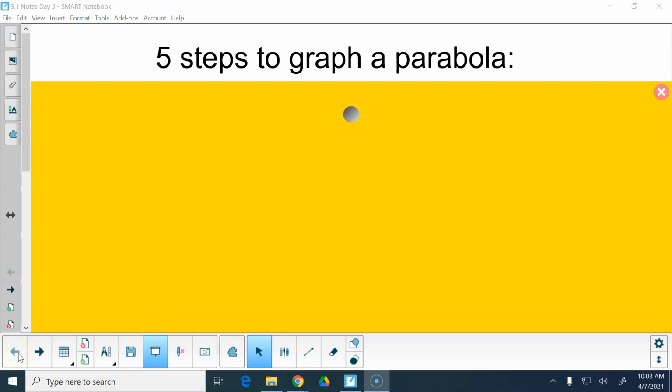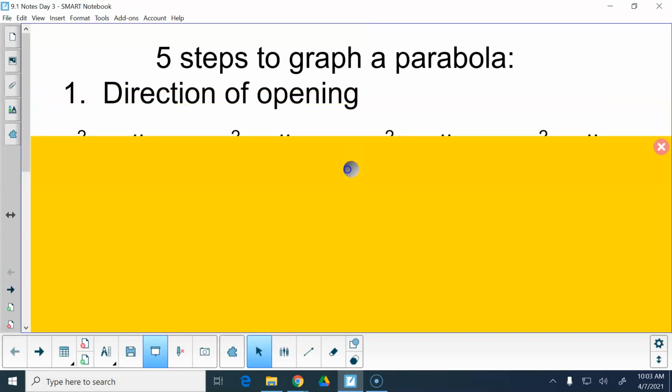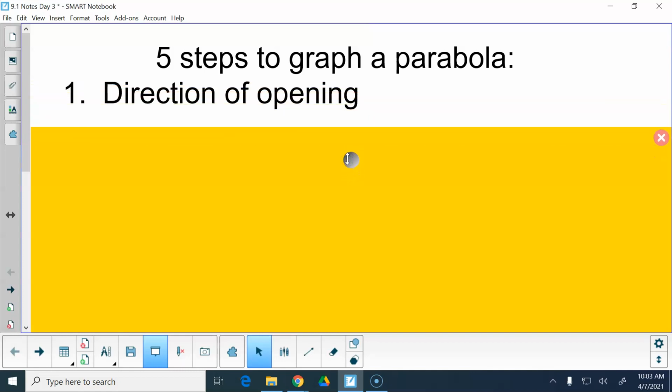What's the first step to graphing a parabola? From yesterday's video or from Monday. So we got to figure out which way it opens, right? Okay. What are the two things that we have to look at for that? To determine which way it opens.